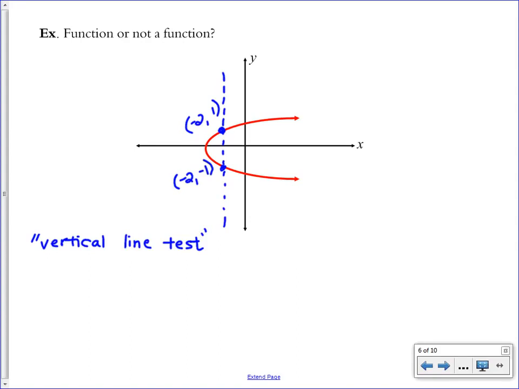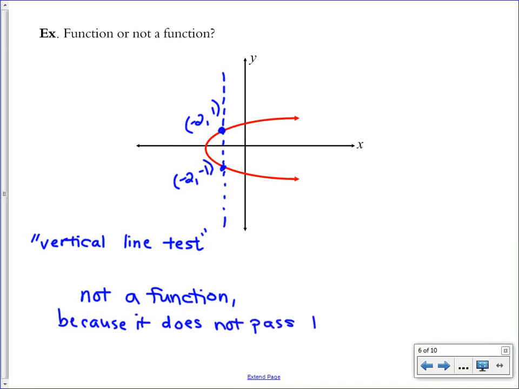So for this one, we would have to say, not a function. And if you wanted to give a reason, you could say because it does not pass the vertical line test. I won't write that again, I'll just put an arrow. It does not pass the vertical line test.